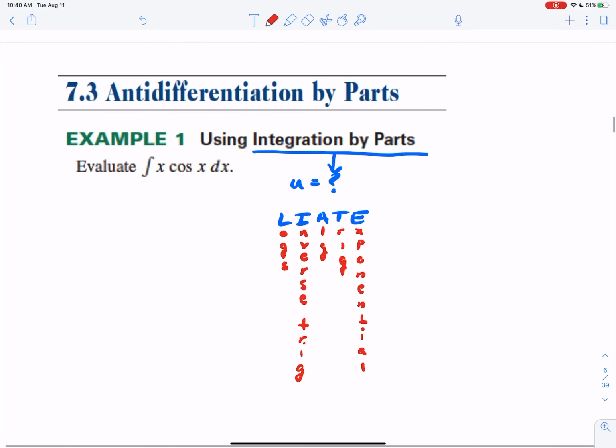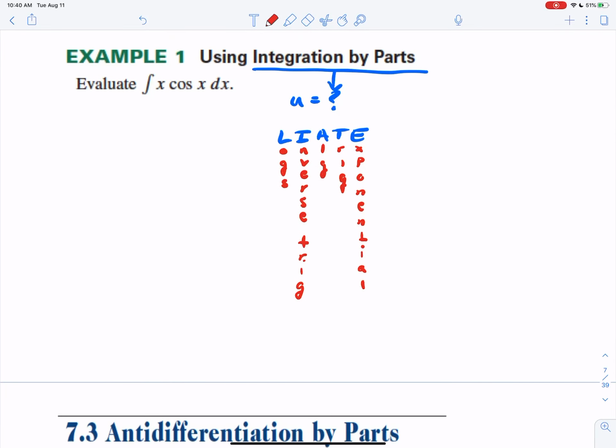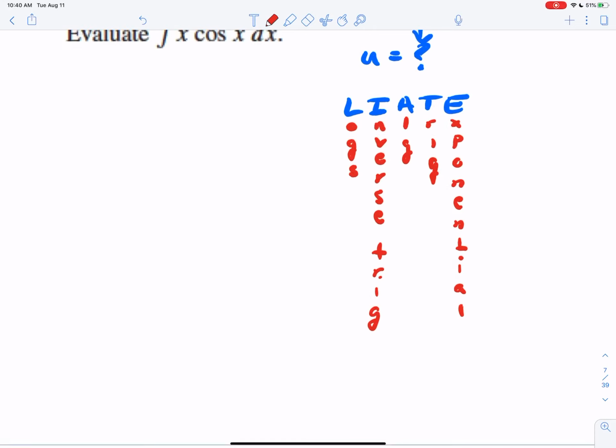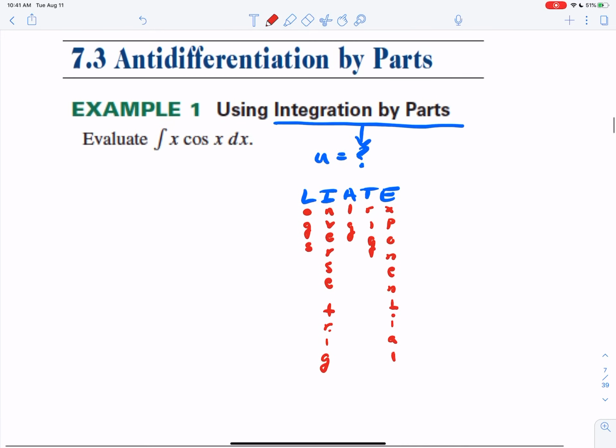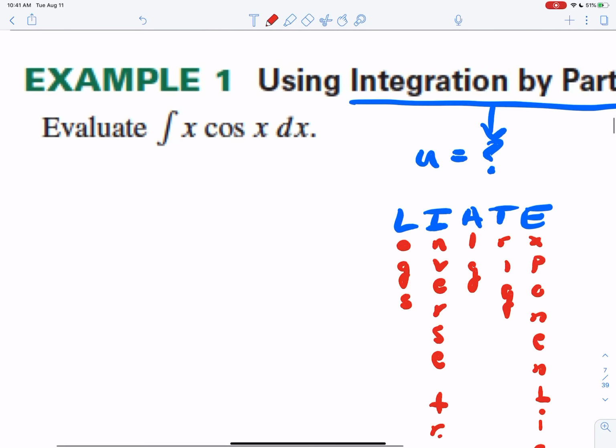Okay, pause and play whenever you're ready, okay? So whenever you have a product, you're going to have two different types, okay? It's going to be two different letters out of LIATE. So in this case, cosine x is something trigonometric, so that's a T, all right? X right here is just a polynomial. We call that algebraic, so that's an A.